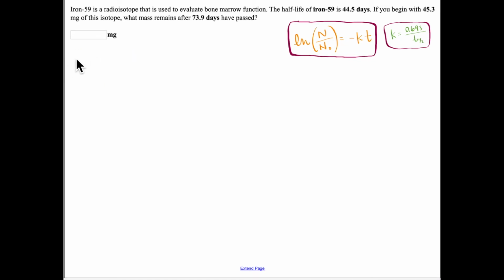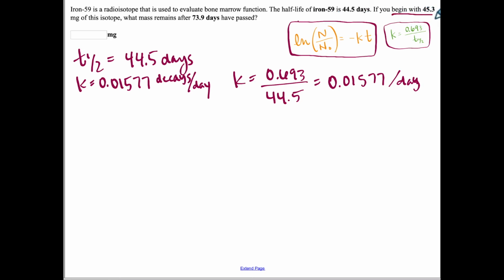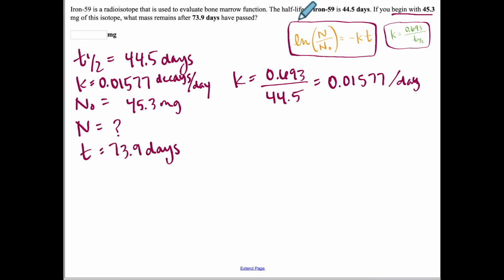All right, this problem tells us that the half-life is 44.5 days. From that, we can calculate the K. The K ends up to be 0.01577 per day. It tells us that we begin with 45.3 milligrams, so the N naught, original amount, is 45.3 milligrams. It asks what mass remains, so we're trying to find N after a time period of 73.9 days. So we're going to plug it into this equation.